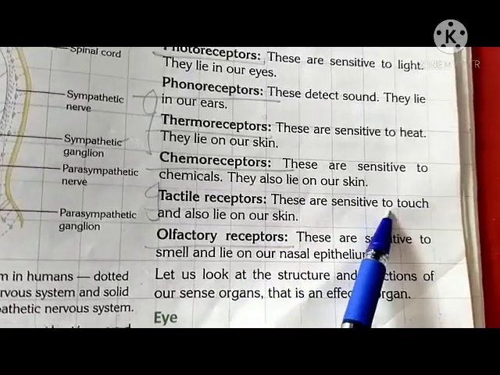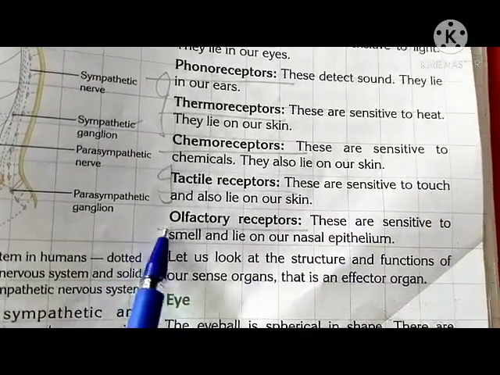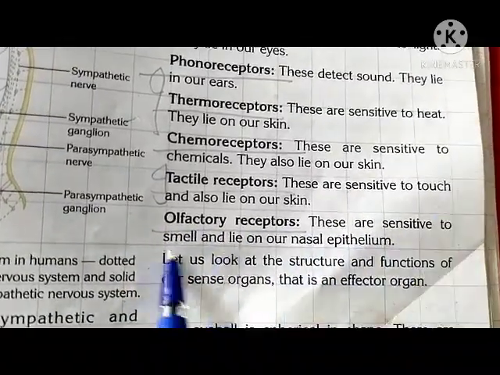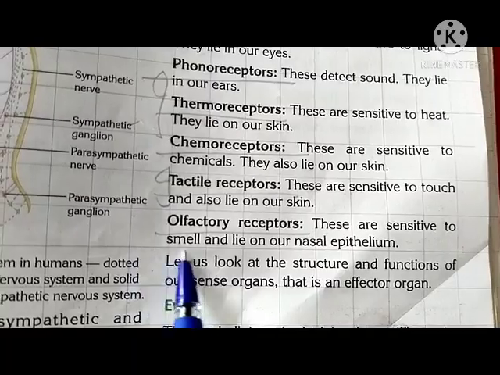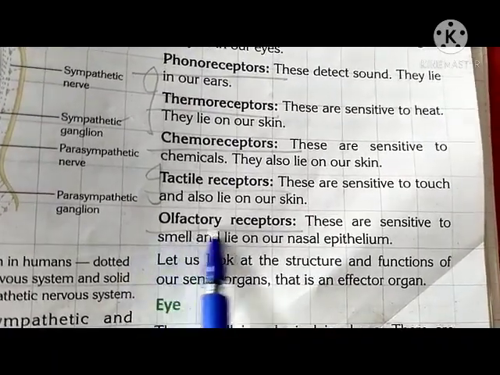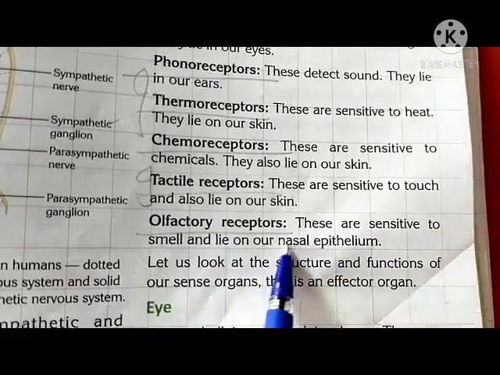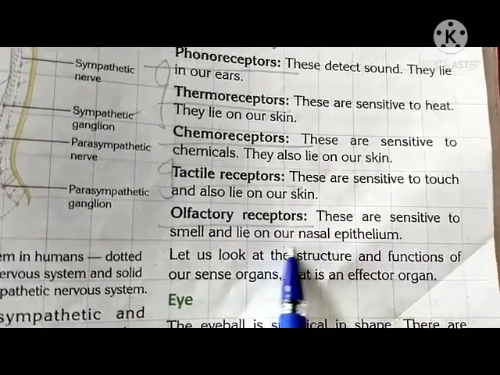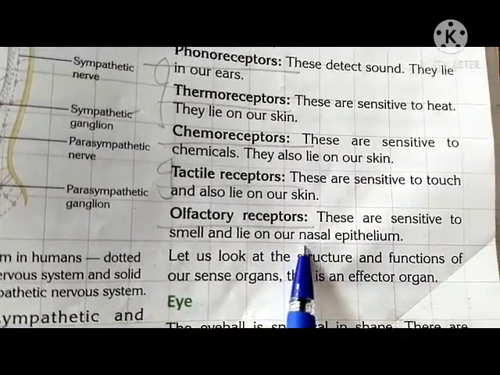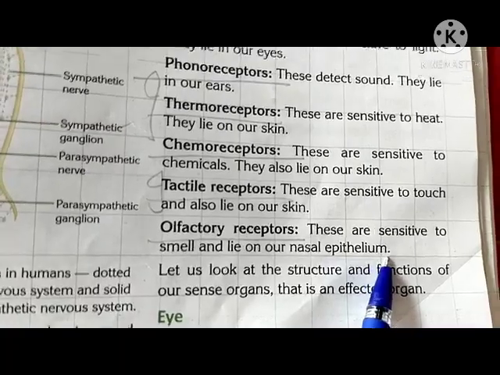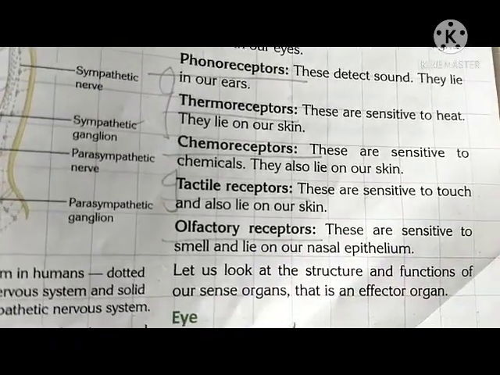So our skin is also the receptor for which stimulus? For the touch stimulus. Then the last one is olfactory receptor. These are sensitive to smell. If smell is the stimulus, which is the receptor for smell? Olfactory receptor, which lies in our nasal epithelium, inside our nose. Nasal means nose and epithelium means the inner lining of the nose.